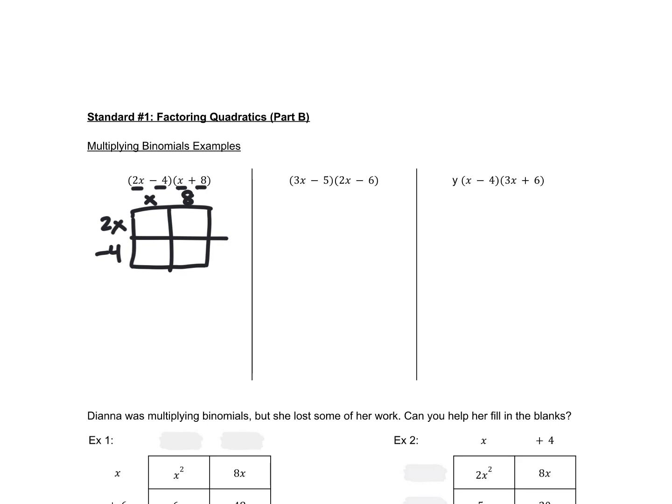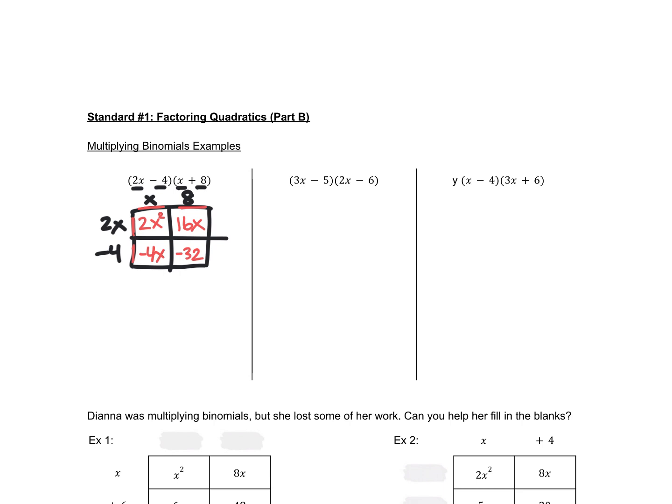And then what you're doing inside the box is just filling in what happens when you multiply. So x times 2x is 2x squared. Now I'm going to do 8 times 2x. So 8 times 2 is 16, and then an x. Then x times negative 4 is negative 4x. And lastly, 8 times negative 4 is negative 32.